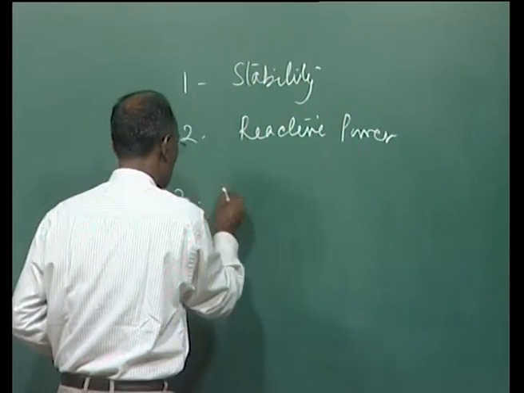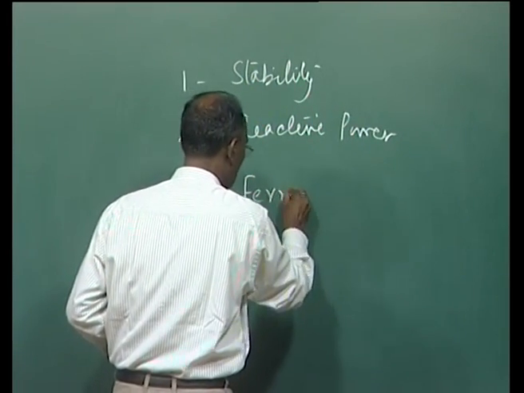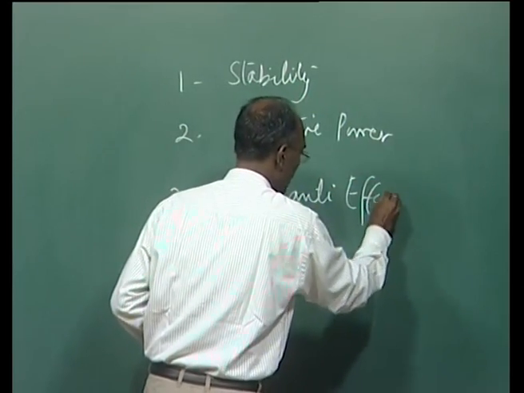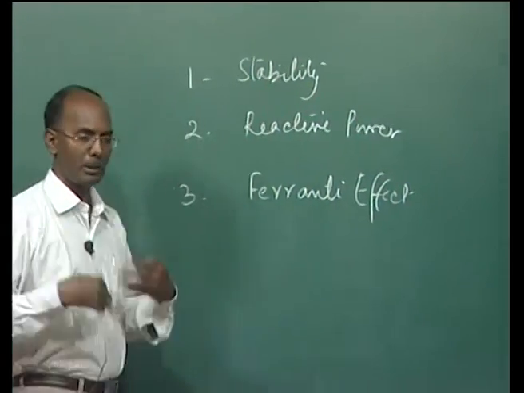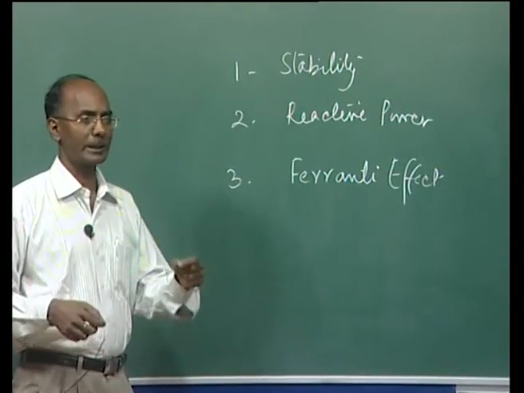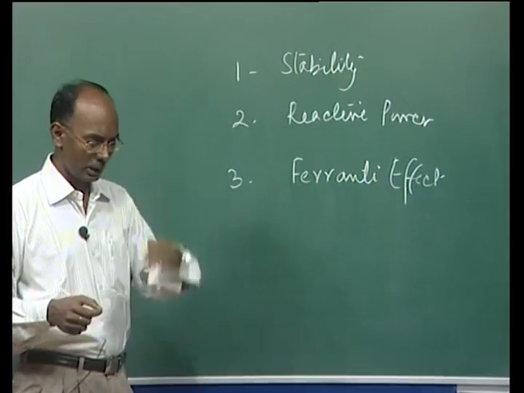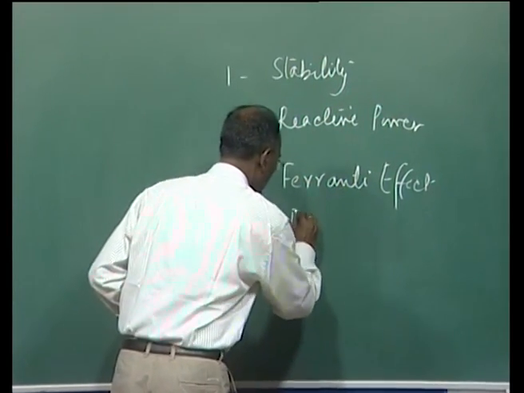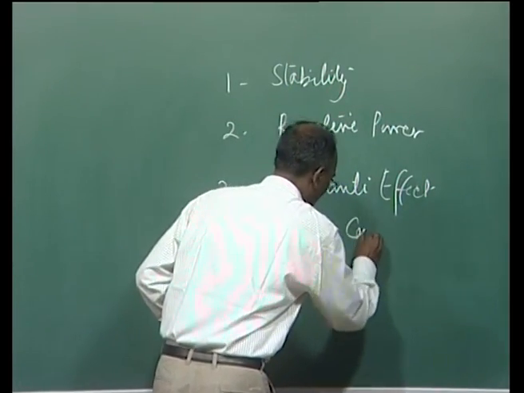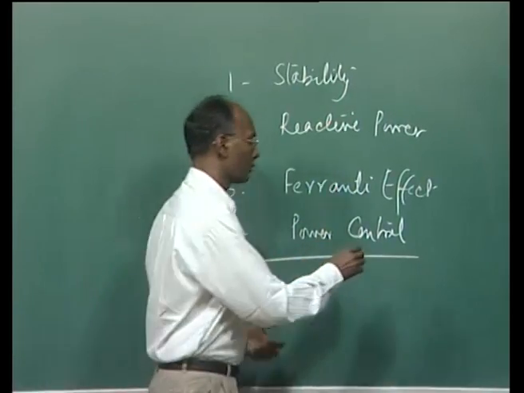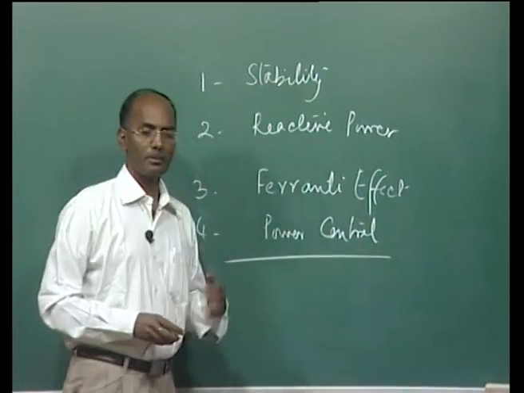Then third is the Ferranti effect, which will also be discussed. The Ferranti effect is nothing but the receiving end voltage sometimes becoming higher than the sending end voltage, especially due to the charging or the capacitance between line to ground and line to line. And fourth, we do not have the power control facility. Power control is not possible here. This is one of the big problems in the AC system.